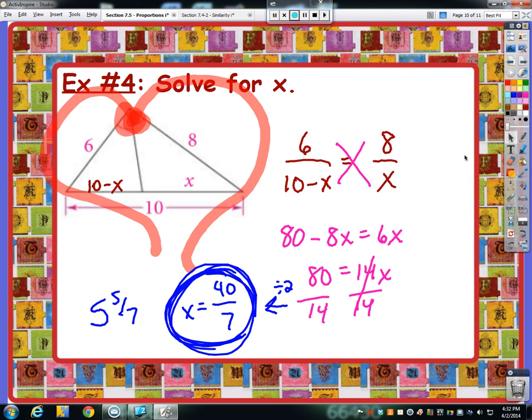Don't give me the crazy decimal, because if you put this in your calculator and do 40 divided by 7, you're going to get 5.714285714, and there's really going to be no end to that decimal. Don't round it. Give me the exact answer. Give me the fraction, preferably the improper fraction.